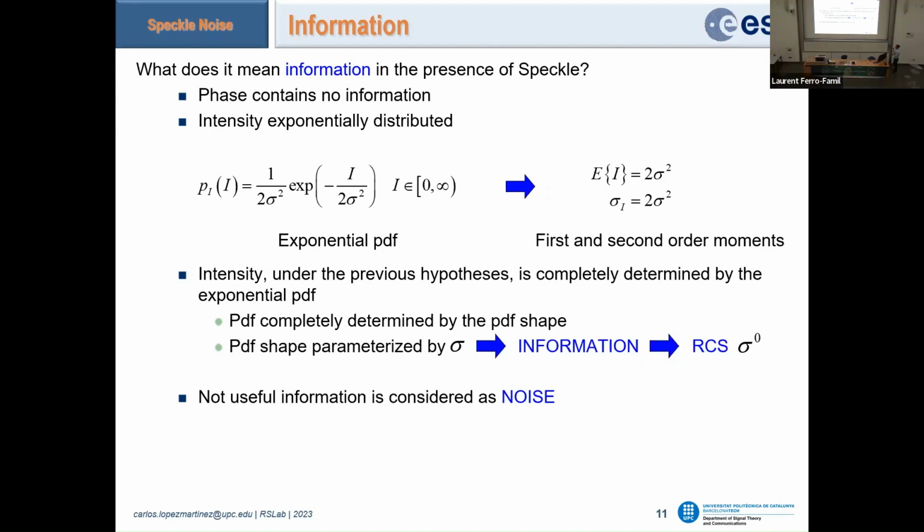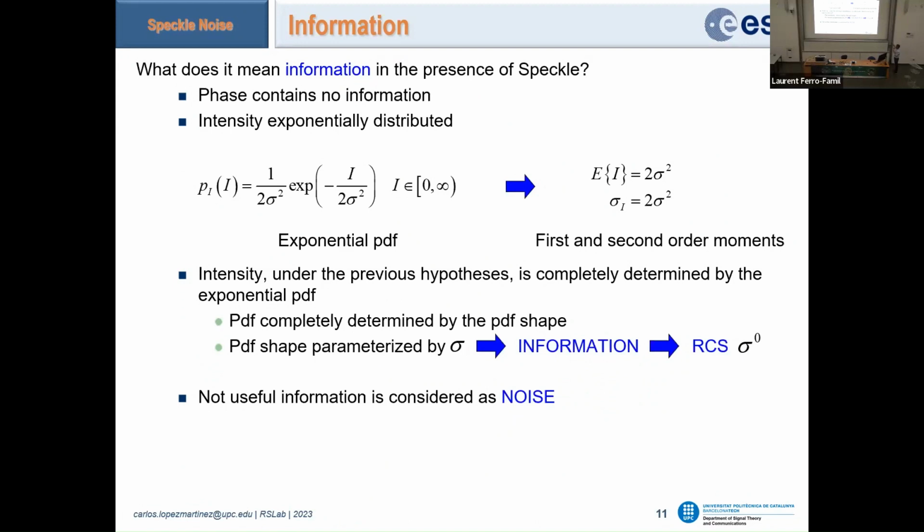If we look at the exponential, we see, as you know, a statistical variable can be characterized in many different ways. The first way is to have its probability density function. The second way is to have its statistical moments. In the case of the Gaussian, or everything derived from the Gaussian, the relevant statistical moments are the first and the second order moments, mean and variance. If we look at the mean and the variance of the exponential, we see that both of them have the same value, 2 sigma square.